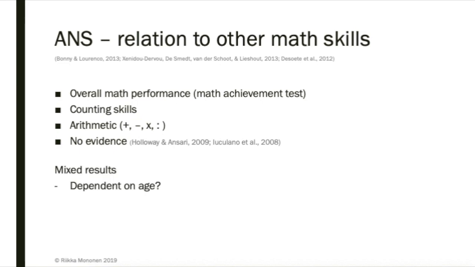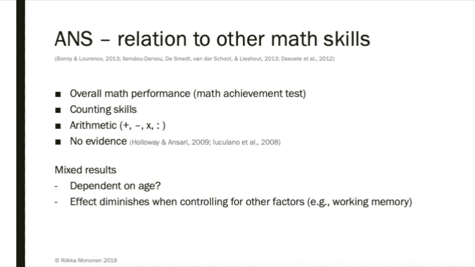The mixed results may come from the fact that the studies have been conducted with different age groups, so the relation may depend on the age of the participants. The effect of ANS has also diminished when other factors have been controlled in the study, such as the effect of working memory. Some researchers have suggested that the direction might be also the other way round, that when children learn formal mathematics at school, it refines their ANS, making it more precise.